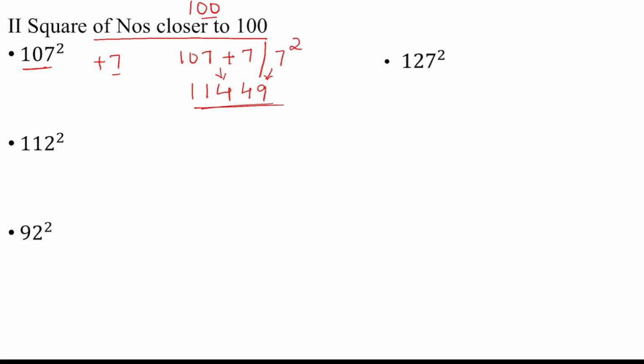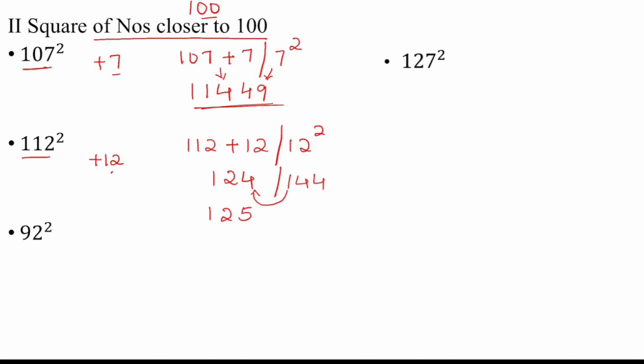Next, 112 square. 112 is how much more than 100? It is 12 more than 100. Now take this number as it is, 112 plus 12 bar square of this, it is 12 square. So 112 plus 12 is 124 and 12 square is 144. But we should have only 2 digits, so add it here. So it becomes 124 plus 1 is 125 and 44. Okay, so this is the square of 112.